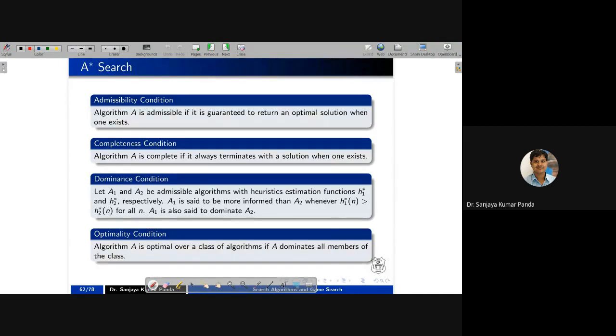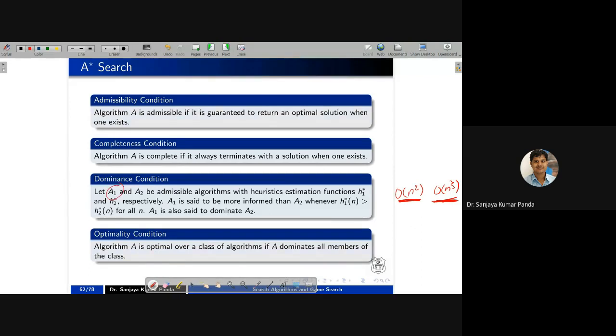Third one is the dominance condition. If you consider two different algorithms, A1 and A2, and one complexity is order of n square, another complexity is order of n cube, what will you say? Order of n cube is dominating. You have written one process that is order of n square, another process that is order of n cube, so the overall complexity is order of n cube only.